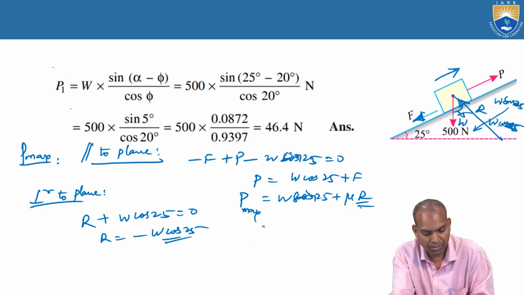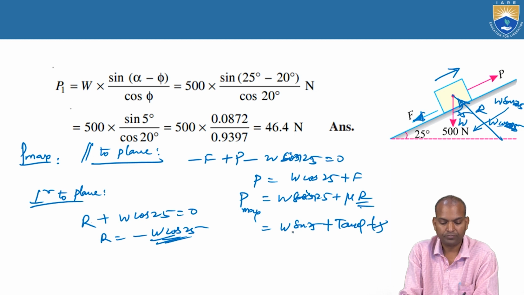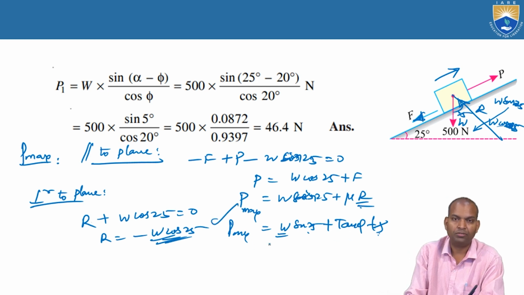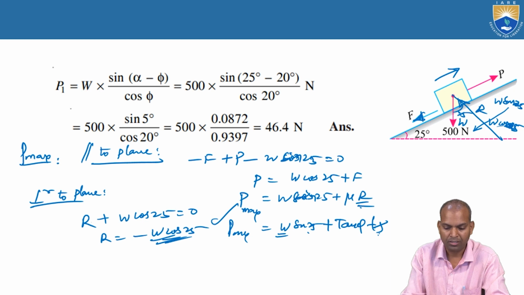Substitute that R value here. W times sin 25 plus mu, where mu equal to tan phi. Then substitute W times cos 25 here. If you substitute W equal to 500 newtons, sin 25 plus tan phi, tan 20 degrees, and again cos 25, then the P maximum value can be obtained. So in this problem, there are two methods we use. One is formula based, another one is the analytical method. We use the two methods to solve the problem.